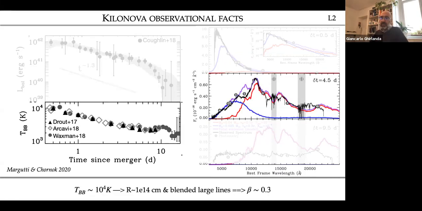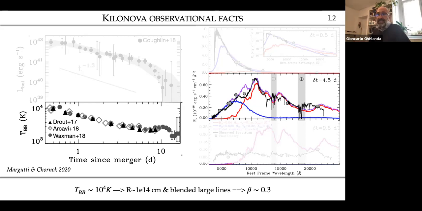If we look to the spectrum more or less in the central part of the evolution of the volumetric light curve, so around 4.5 days, so I'm looking to this plot here, what we see is that the emission of the spectrum is mostly dominated by the red line. The red line is the emission of the red component of the outflow. Okay, so it's the lanthanide-rich component, the one with the smallest electron fraction.